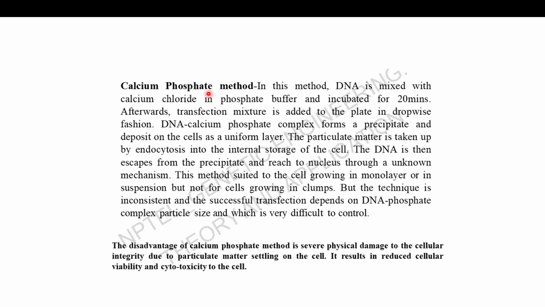Now there's calcium phosphate treatment as well, wherein DNA is mixed with calcium chloride in phosphate buffer and incubated for a certain time. Then this transfection mixture is introduced. In this case, a DNA calcium phosphate complex is formed, it precipitates and gets deposited on the cell surface. And then this deposited complex is taken up, or endocytosed, by the cells.